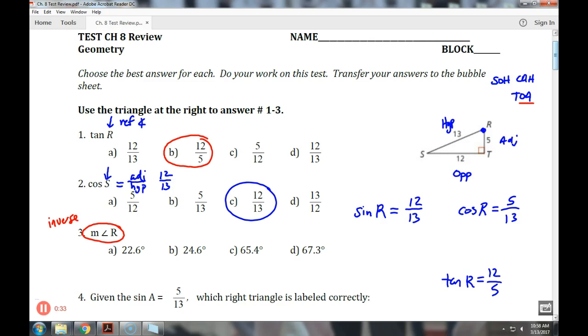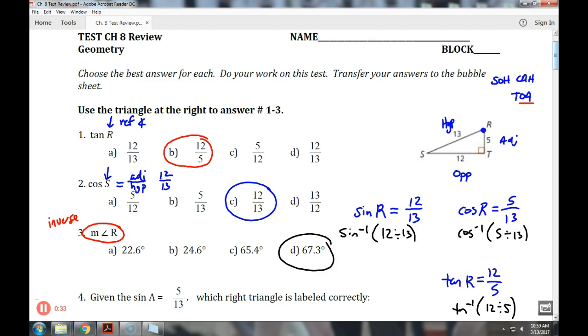With all of them, I'm just going to do the inverse. So with this one, I'd do the inverse sine of 12 divided by 13. Or I could have done the inverse cosine of 5 divided by 13, or the inverse tan of 12 divided by 5. It makes it nice when you have all three sides. You can choose any one you want, and regardless of which one you choose, the correct answer should be D.